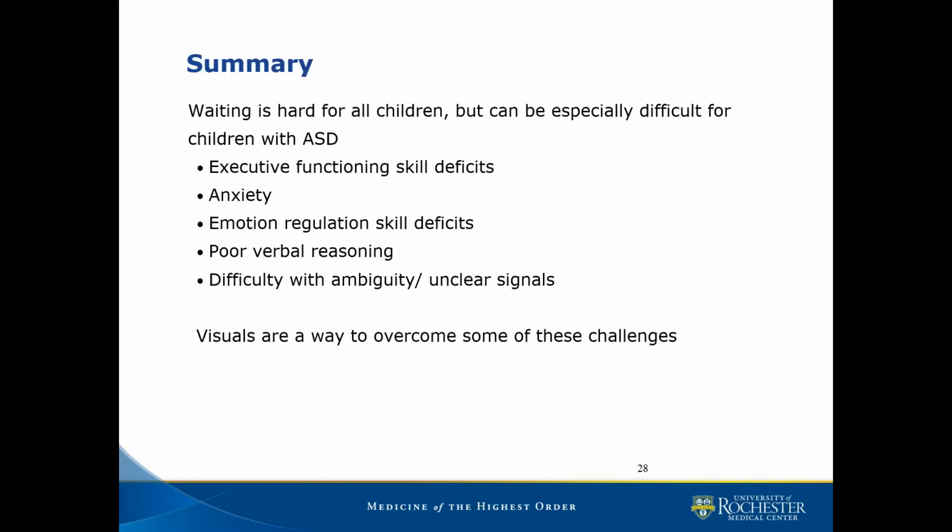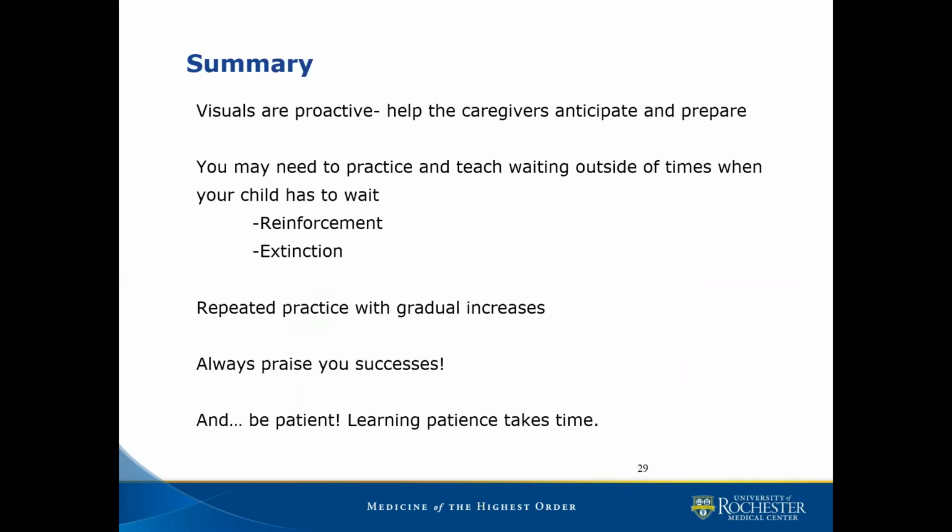So you need to be accurate with those kinds of things to really make these things work. So in summary, waiting is hard for all kids, particularly difficult for kids with autism for a variety of reasons. And they're really significant reasons. But what we find is that visuals are a way to overcome a lot of these challenges and to develop some of these skills that they just don't naturally pick up like we see other kids tend to pick up. They're proactive. They help you prepare for the trouble spots for your kid.